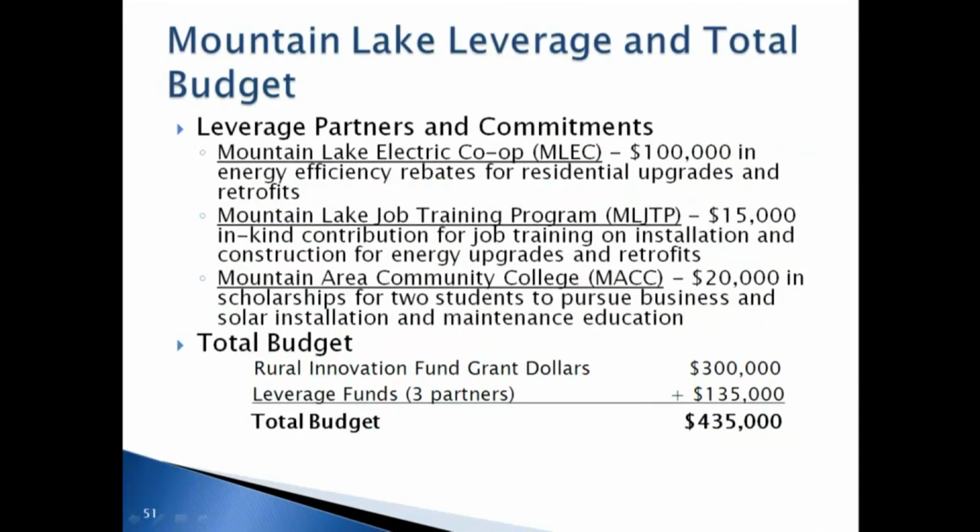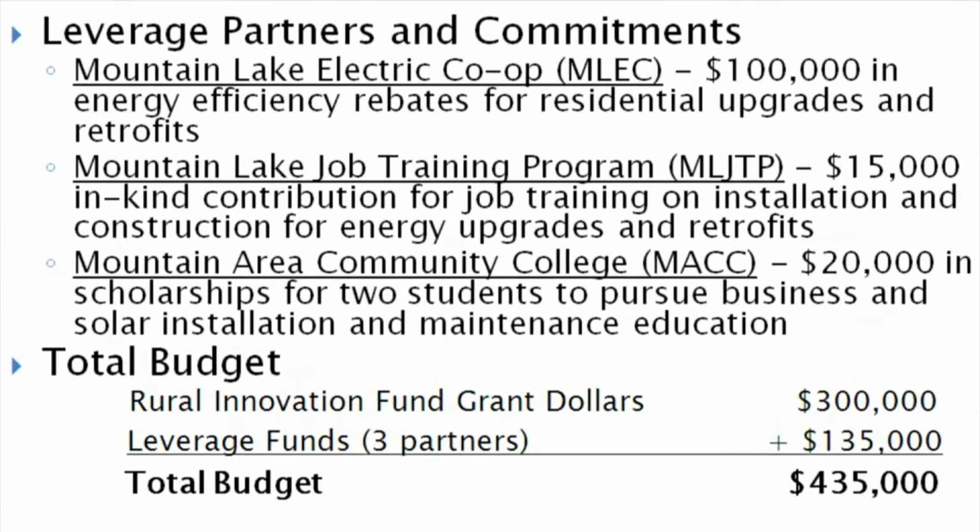Mountain Lake has 3 leverage partners, and they are Mountain Lake Energy Electric Co-op, Mountain Lake Job Training Program, and Mountain Area Community College. Overall, they're committing $135,000 in leverage funds, and this, with the $300,000 grant award, gives a total project budget of $435,000.